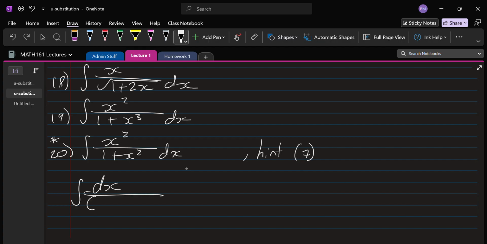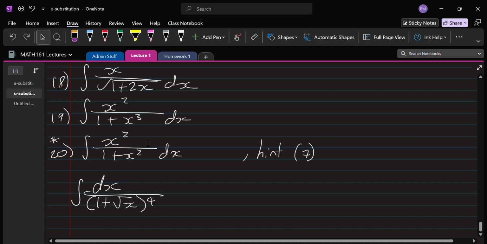Okay, and then a bonus one. We have dx over 1 plus root x to the 4. If you can solve this first and show me in my office, you will get 5% extra in the next quiz. Okay, first person. And you have to explain your steps, right? Don't just give me the answer. I want to see u equals something and so on.